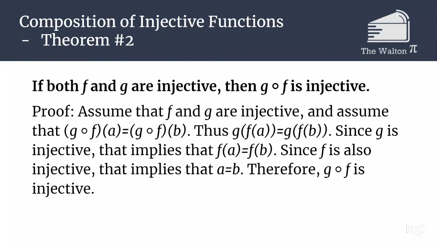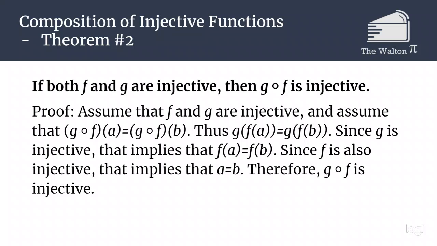So one way to prove this is to start by assuming that f and g are injective, and then assume that g of f of a is equal to g of f of b. Using the definition of g of f, that means we get g of f of a is equal to g of f of b. Since g is injective, that tells us that because g of something is equal to g of something, those two somethings, namely f of a and f of b, must also be equal.